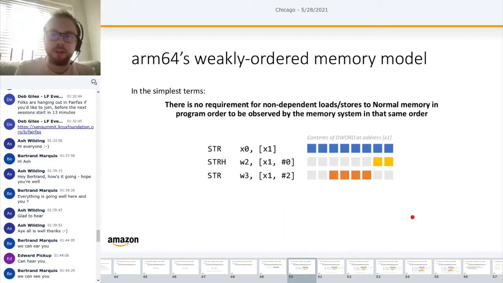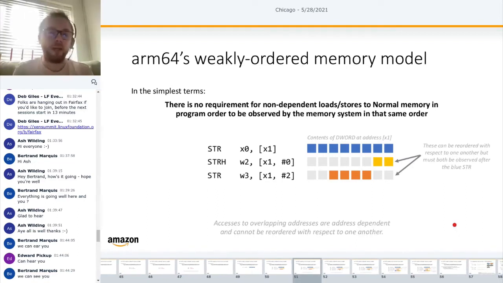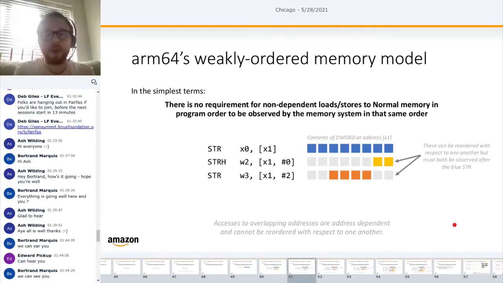But what you'll notice is that both of the yellow and the orange stores overlap the blue store. So what it means is they must be observed after the blue store. However, they themselves, the yellow and the orange stores, do not overlap, and they can be reordered with respect to one another. And we call that an address dependency. So an address dependency is where two loads or two stores or a load and a store overlap the same address, and that causes an address dependency and forces them to be observed in the same order. So here, again, the yellow and the orange can be reordered with respect to one another, but they both must be observed after the blue.